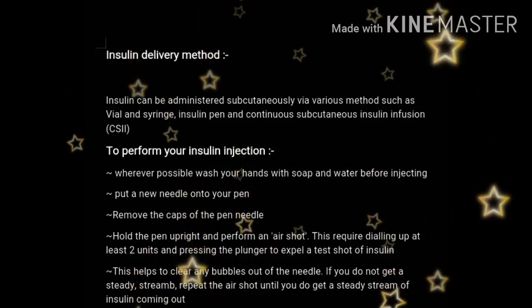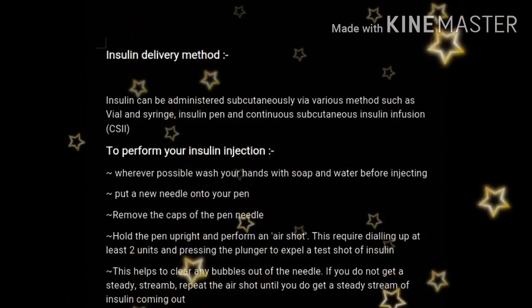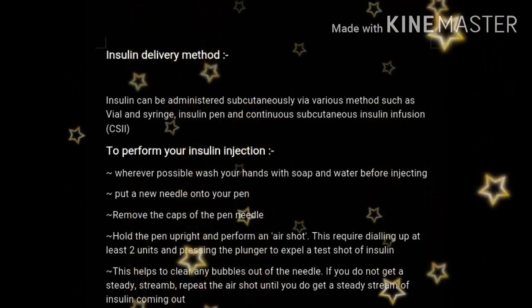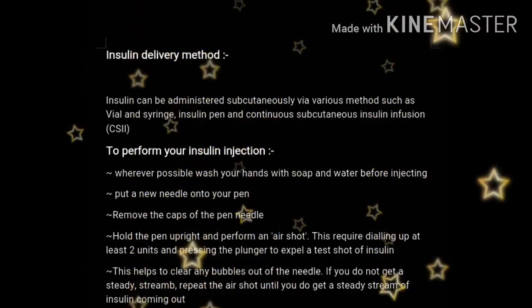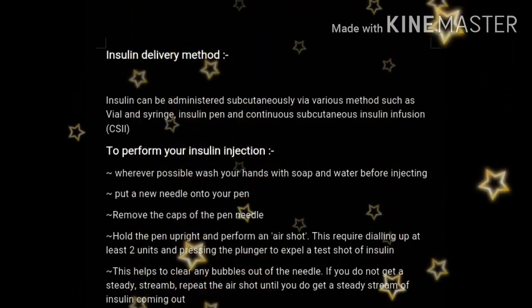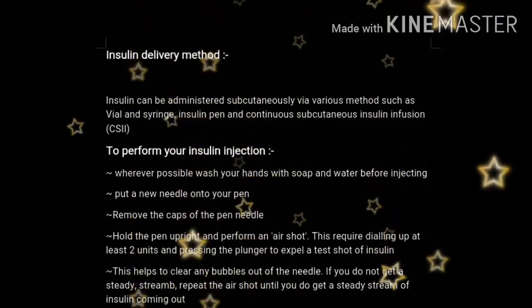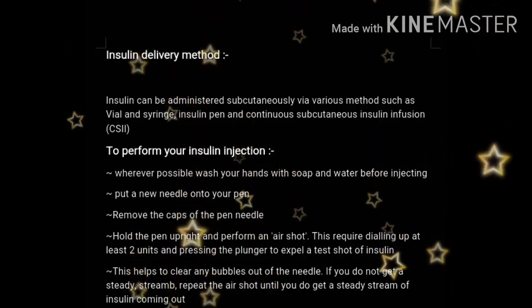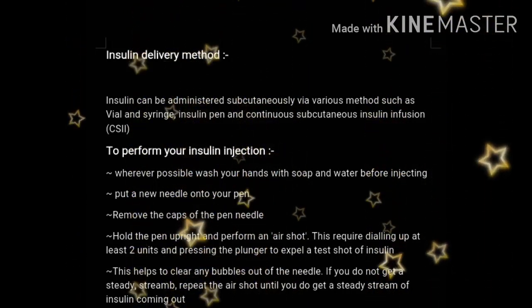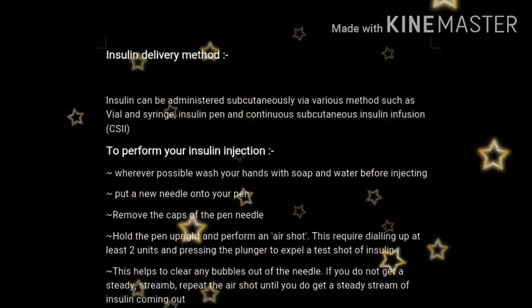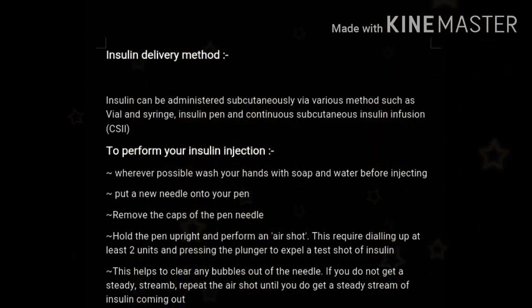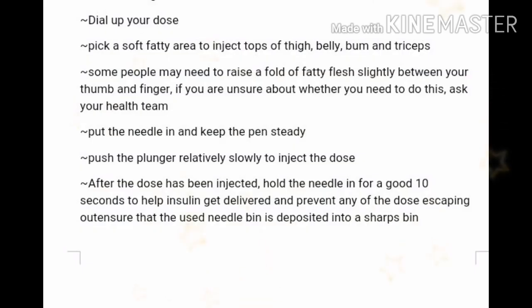What is an air shot? An air shot is a missed attempt, like trying to hit or kick a ball. It means removing the air bubble in the syringe. This helps to clear any bubbles out of the needle. If you do not get a steady stream, repeat the air shot until you get a steady stream of insulin coming out. Then dial up your dose.